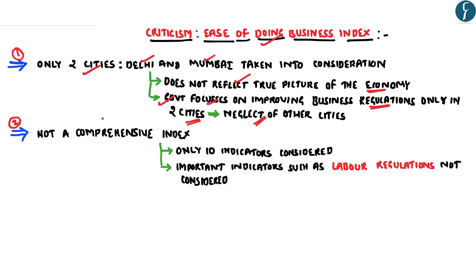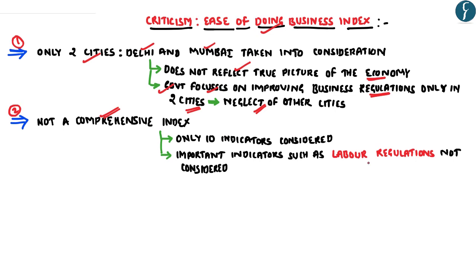Secondly, it can be stated that the ease of doing business index is not a comprehensive index. This is because it takes into account only 10 indicators for measuring the ease of doing business. Further, one should note that one of the most important parameters from the business perspective happens to be labor laws or the labor regulations.